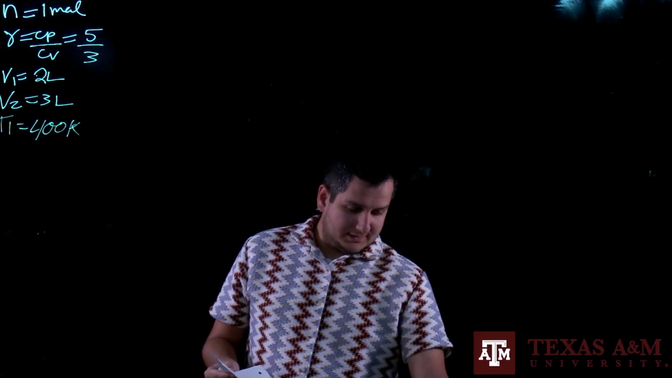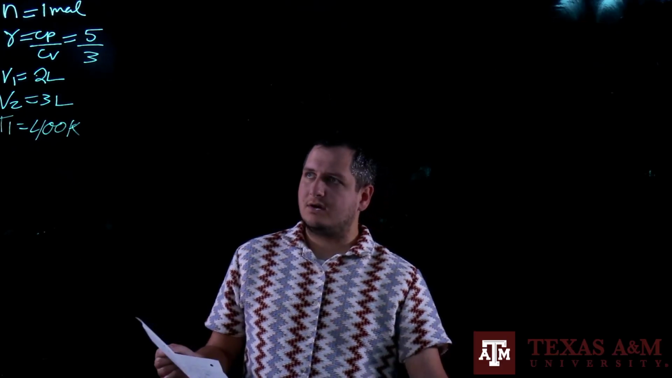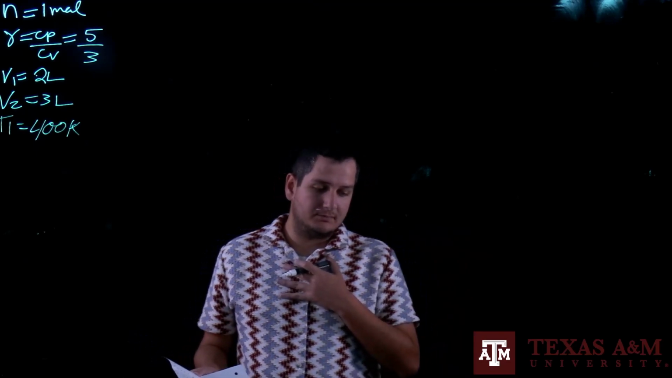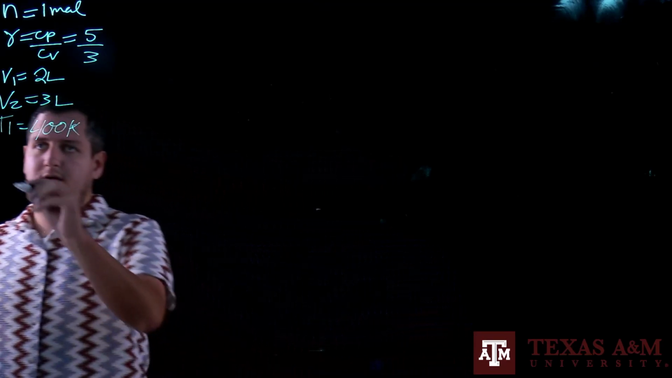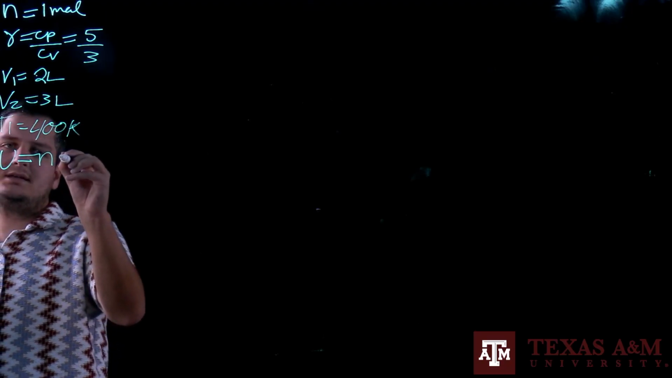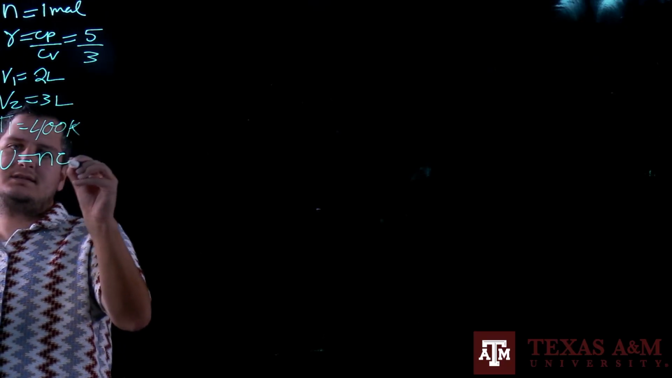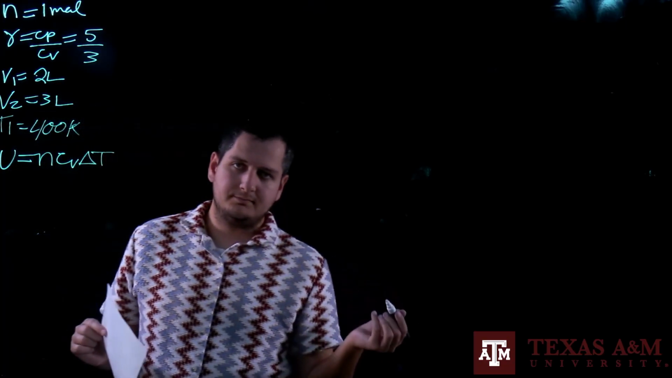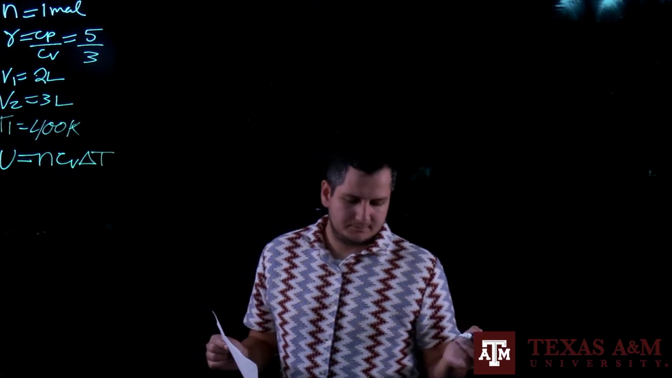So how can we do that? We don't know. So here's what I would think. I would think to get dU, we need to do, you should always think something along these lines, n Cv delta T. But we don't know the final temperature, right? Okay.